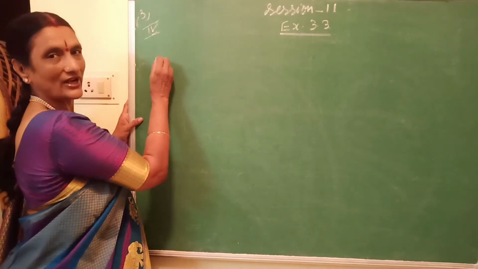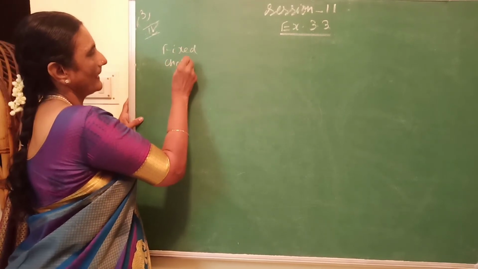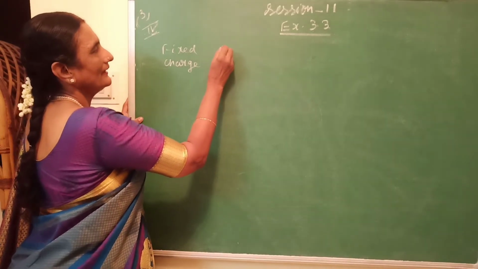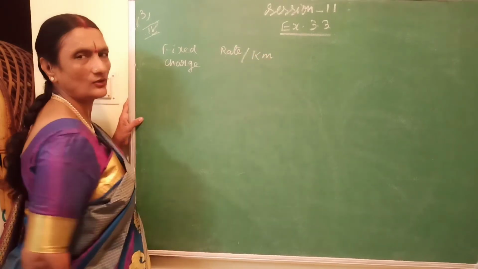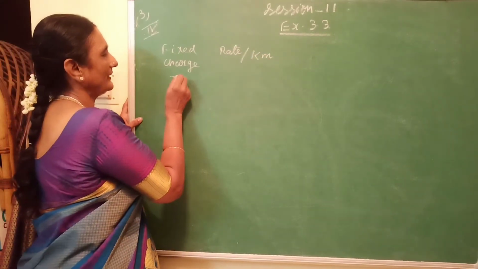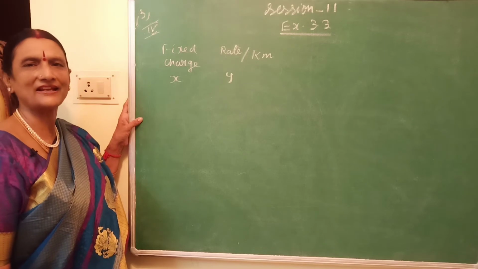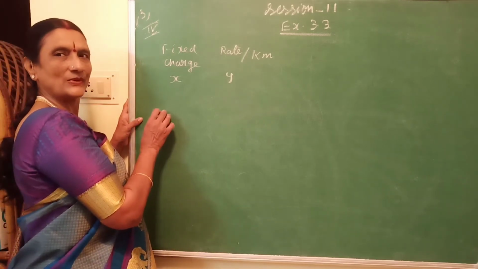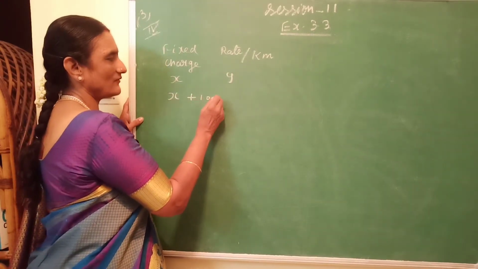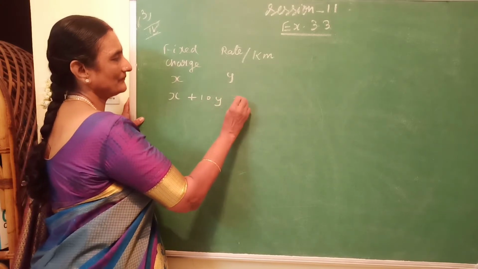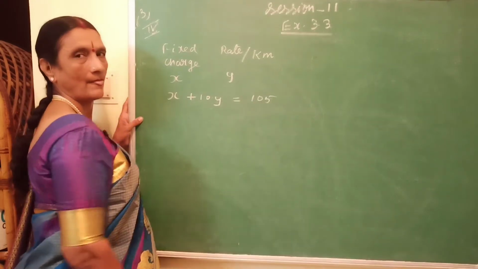Okay. Now here you should have two categories. One is the fixed charge. The second category is rate per kilometer. We can have two columns. Fixed charge we will keep as x. Rate per kilometer is y. Are you understanding? Please take down in your notebooks. So the first situation, a person travels 10 kilometers. So it must be x plus 10y. So how much does he pay? He pays rupees 105. Are you okay?